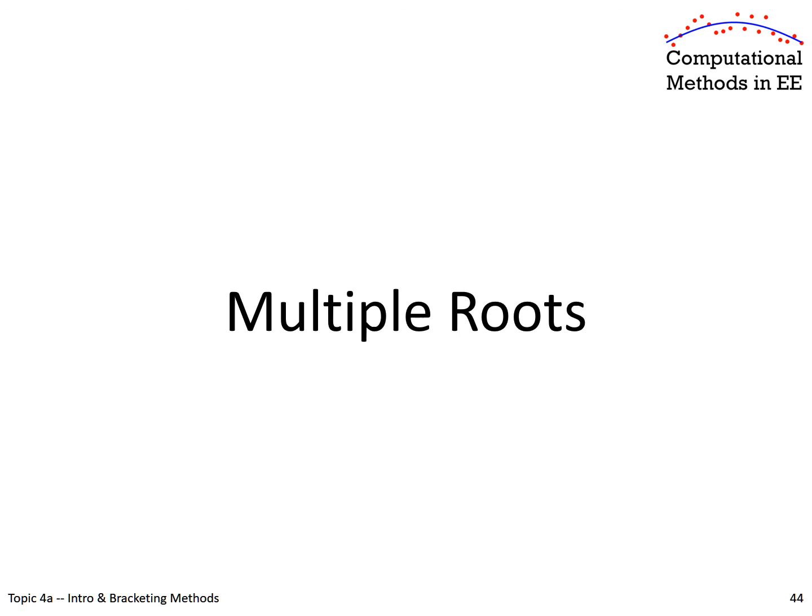Our last topic is multiple roots. Up to this point, we looked at our algorithms and assumed that there's only one root between the upper and lower bounds. Let's talk about when there are multiple roots.